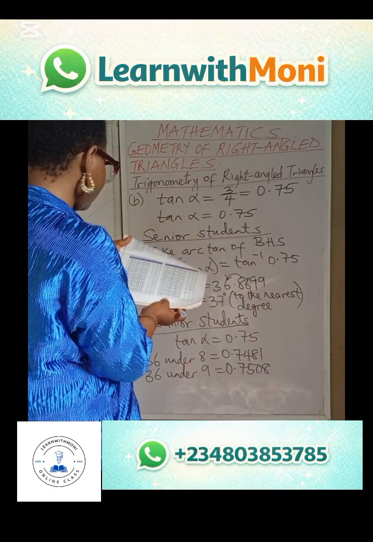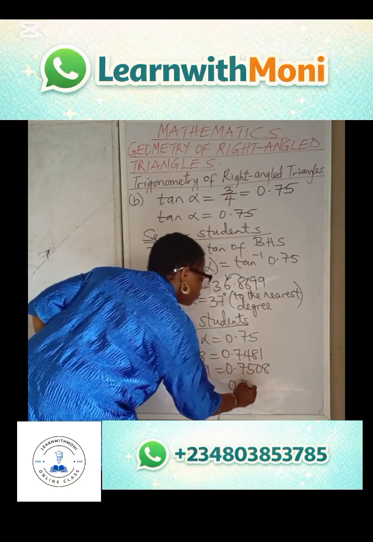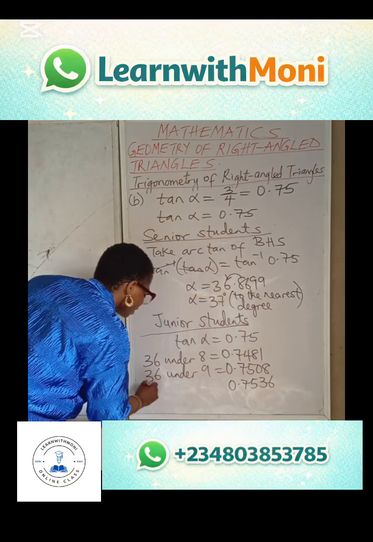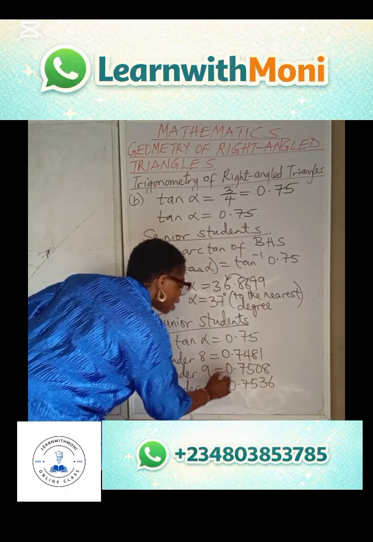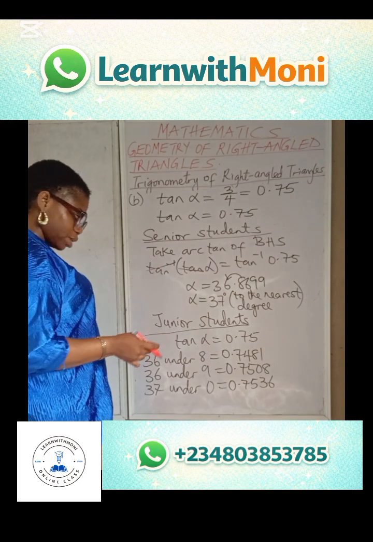37 under 0 gave 0.7536. That is what you get at 37 under 0. You can make use of any of these three. You can make use of any of them.